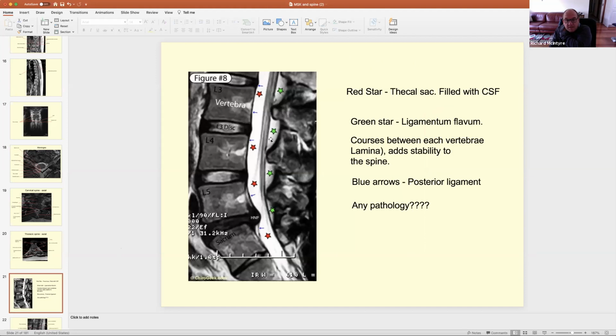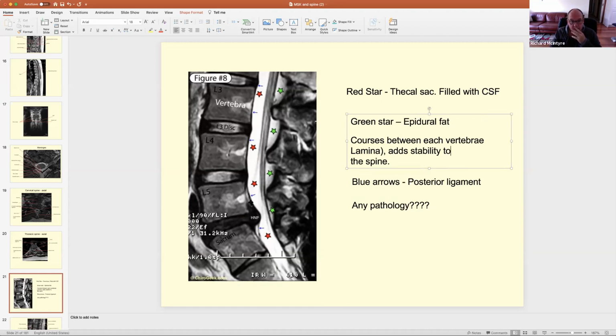We travel down into the lumbar spine. Thecal sac filled with CSF is the red star. Green star is the ligamentum flavum. Okay, so the ligamentum flavum is at the back of that green star where it's dark. Okay, that green star is actually, and I'm gonna repost this, that green star is actually epidural fat. Okay, but it adds some stability to the spine.